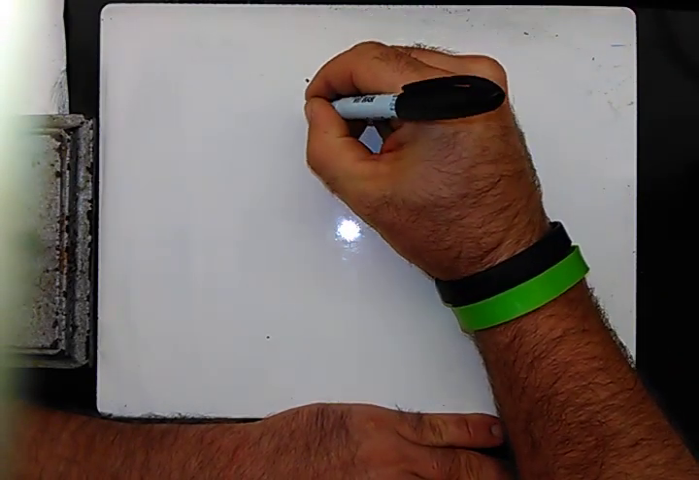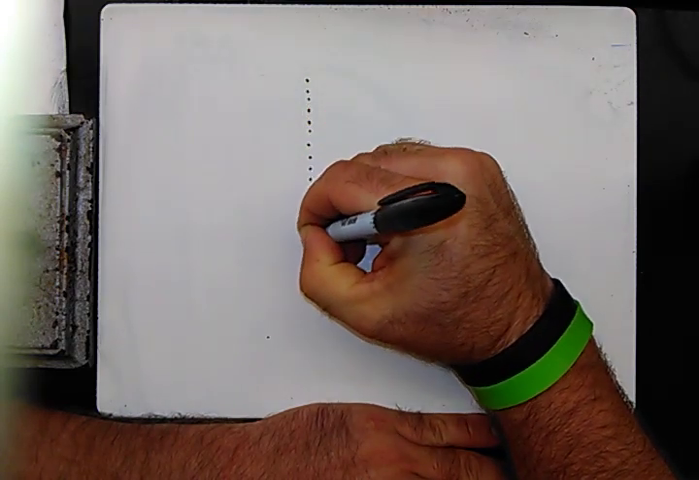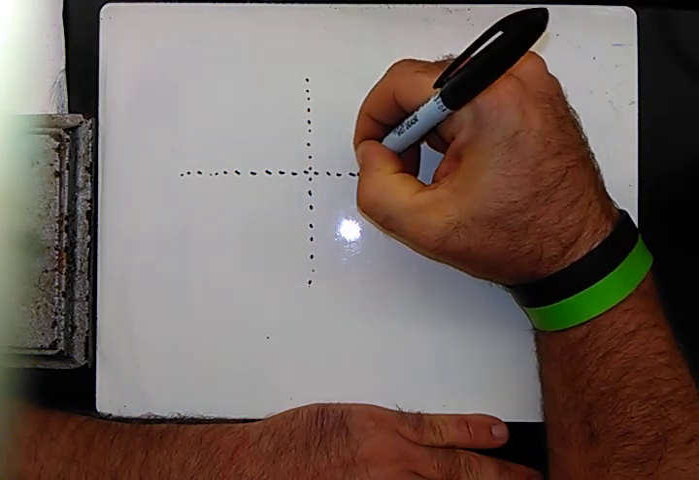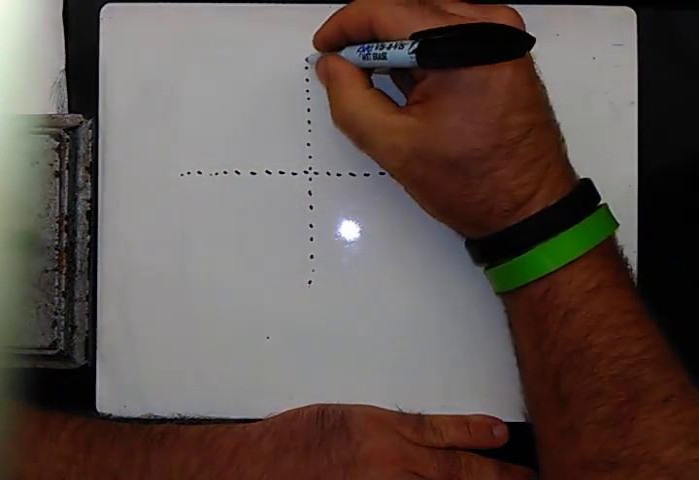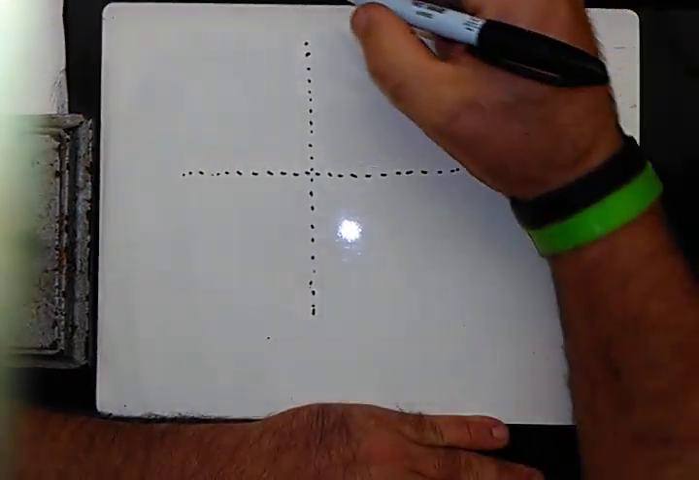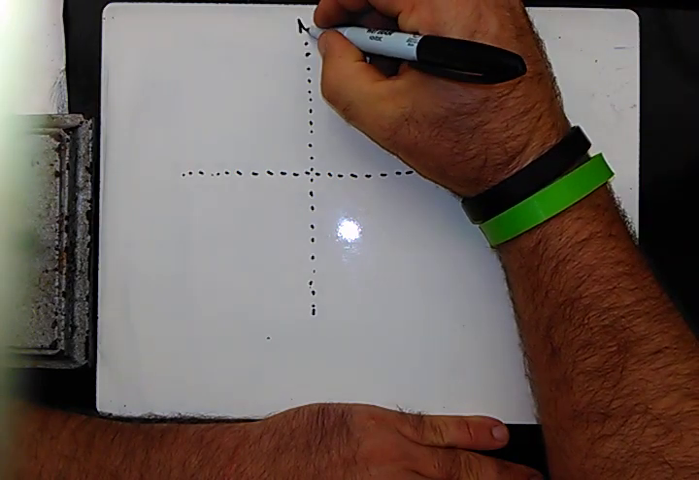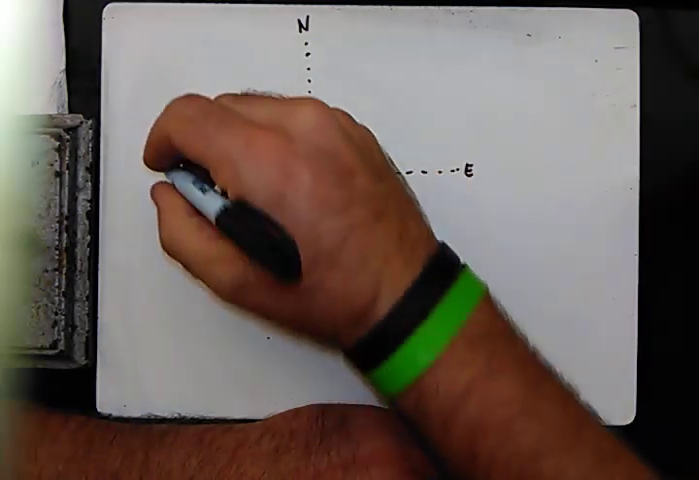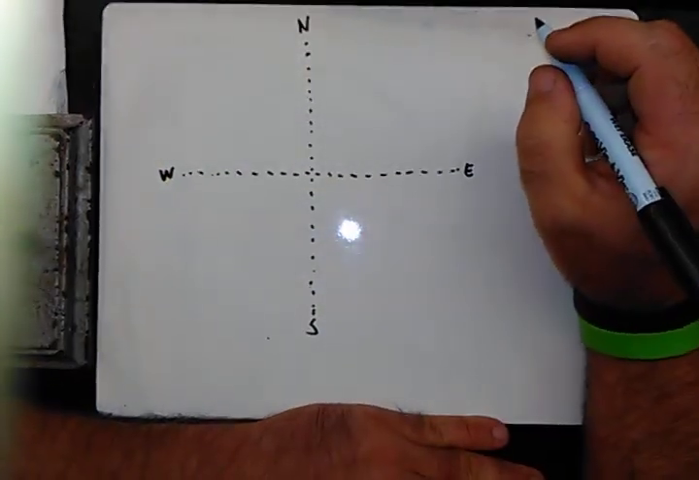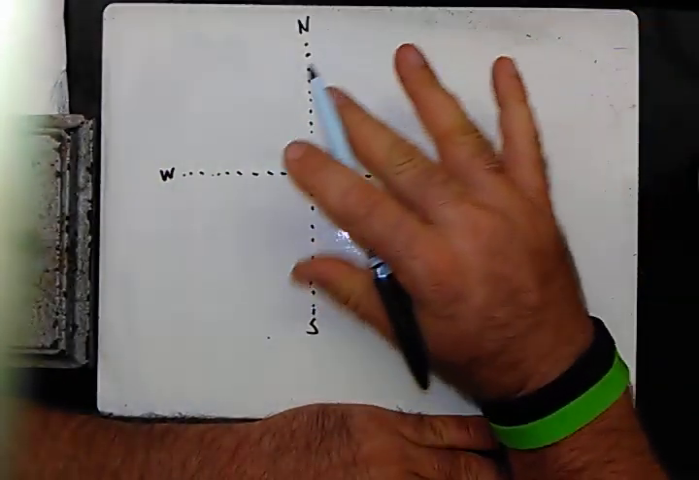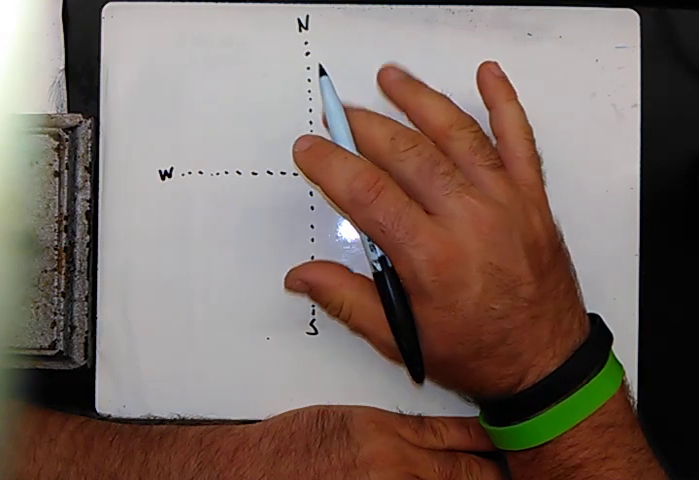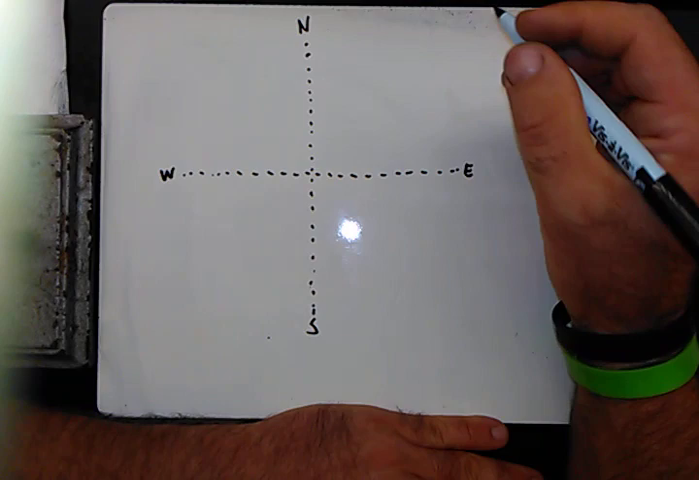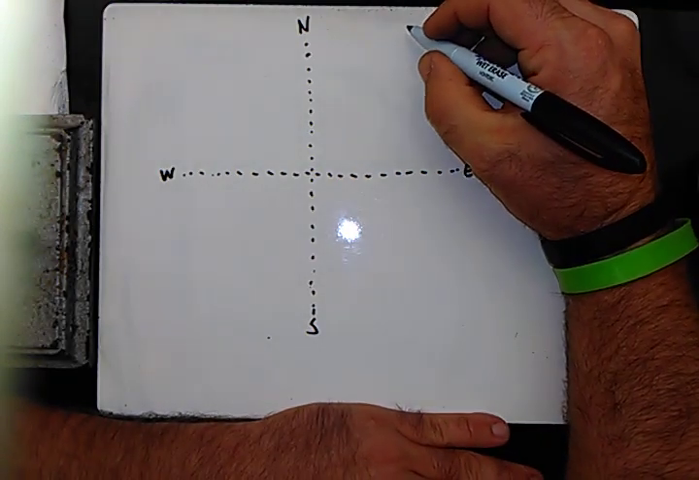We're going to take a peek at the x and y coordinate plane, and what we're going to do is label it. So this would be the north, this would be the south, this would be the east, and this would be the west. And how we express vectors would be something like this. So let's say I had 3 vectors here.